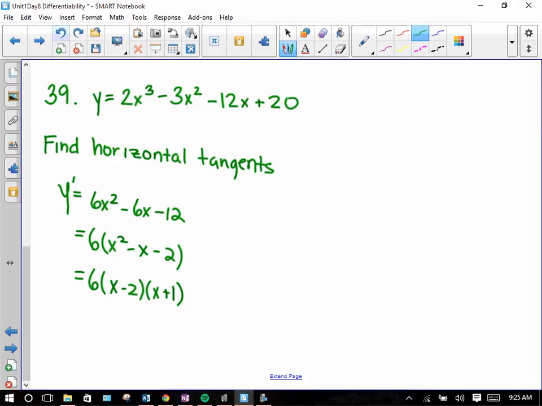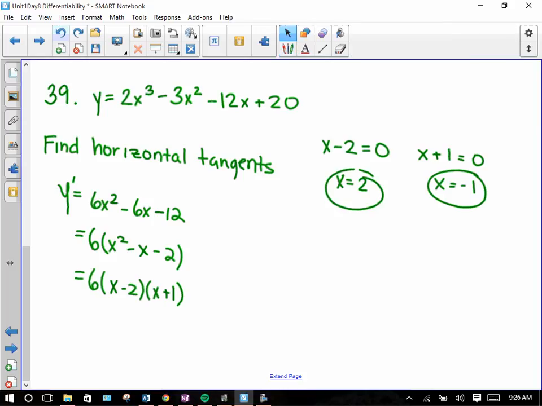So, I have x minus 2, set that equal to 0, and x plus 1, set that equal to 0. That gives me x equals positive 2, x equals negative 1. So my horizontal tangent. With 6, you just factored it out, it doesn't matter. The 6 is never going to equal 0, so I don't say 6 equals 0 because that's not true.